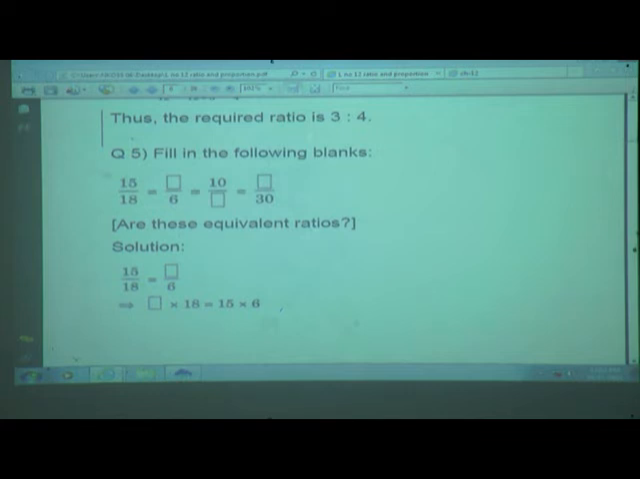Question number 5. Fill in the following blanks. Now we have the blanks here. 15 divided by 18. We have 3 different blanks. We need to fill one blank so we can get the answer of other blanks.